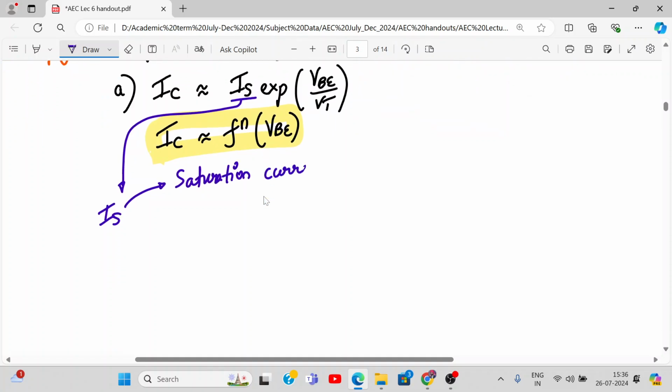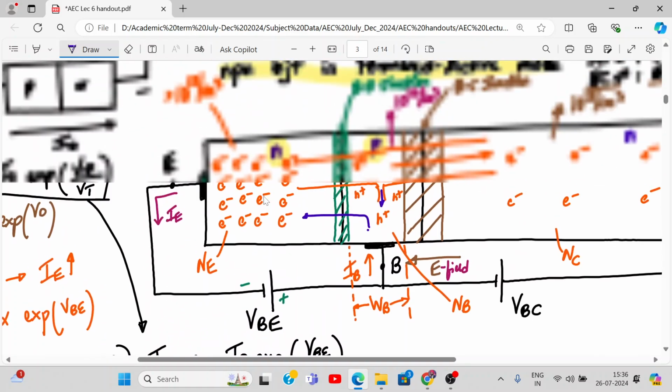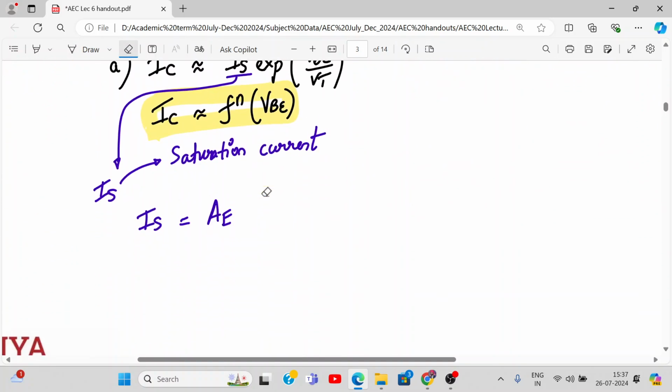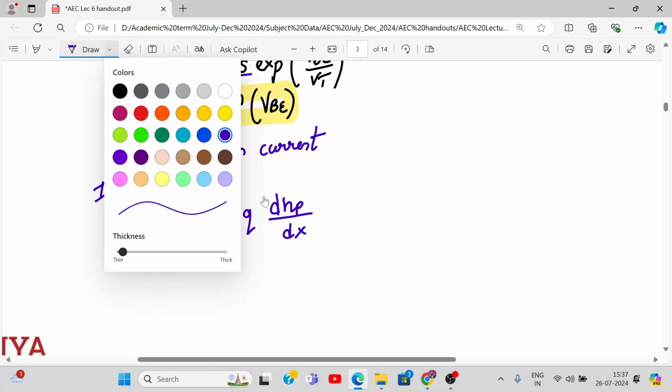Okay, and it is given by the formula IS is equal to AE. A stands for cross-sectional area. It's a 2D device. It's not a 1D device, even though I have drawn it like this. It's a two-dimensional device. Do you understand 2D? So AE is the cross-sectional area of the emitter, times Q, times D, times dnp by dx. Now, can you tell me what this is?